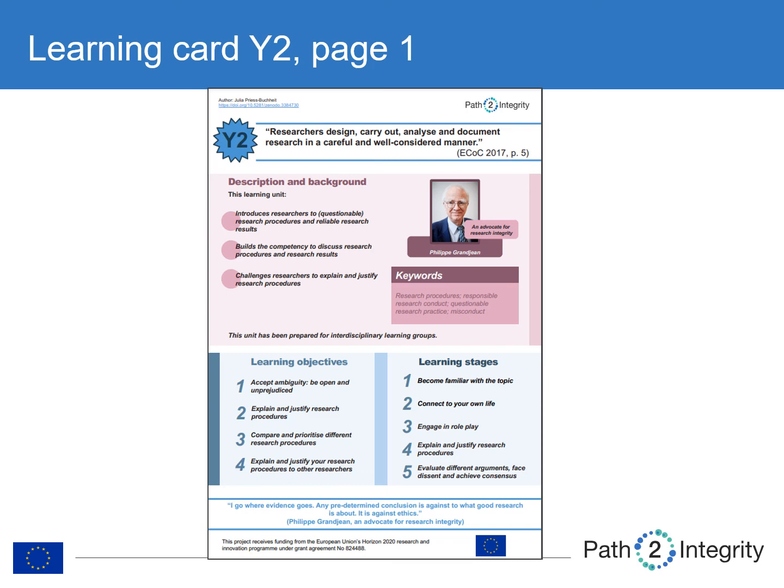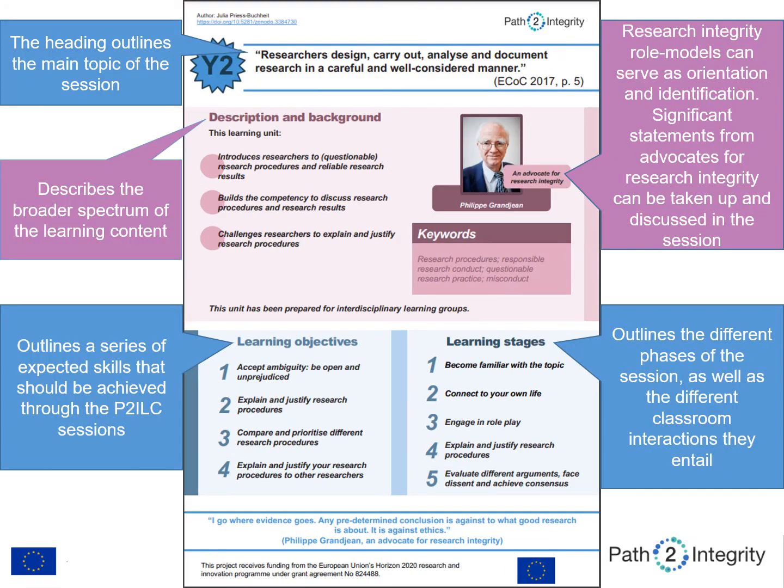Using the Path to Integrity learning card gives you both structure for your session as well as additional information for composing your lesson individually. With the cards, the time you save preparing your lesson can then be used to adapt the tasks, subfields, and phases to your group, allowing them to dive deeper into the topic. How are the learning cards structured?